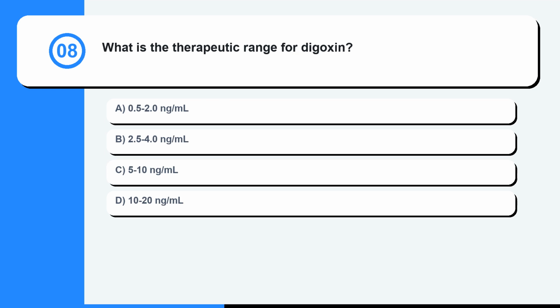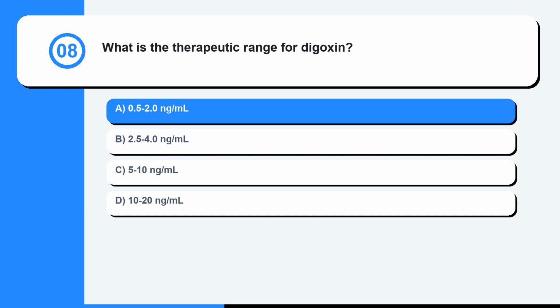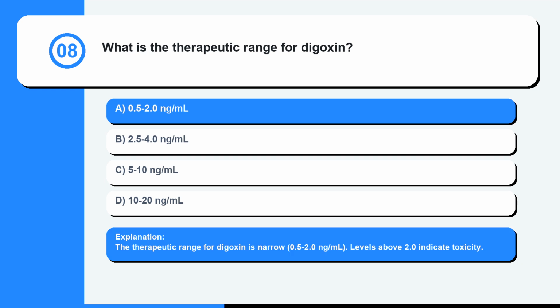Question 8. What is the therapeutic range for digoxin? A. 0.5 to 2.0 ng/ml. B. 2.5 to 4.0 ng/ml. C. 5 to 10 ng/ml. Or D. 10 to 20 ng/ml. The correct answer is A. 0.5 to 2.0 ng/ml. The therapeutic range for digoxin is narrow, 0.5 to 2.0 ng/ml. Levels above 2.0 indicate toxicity.